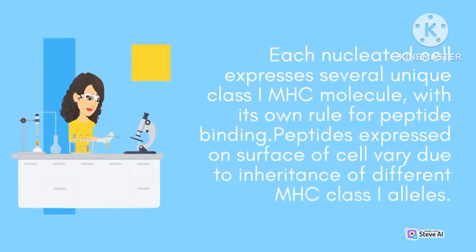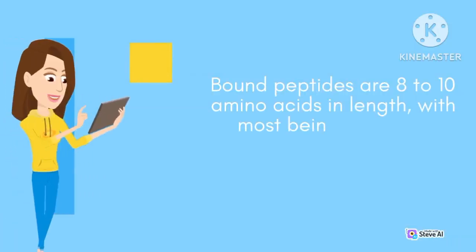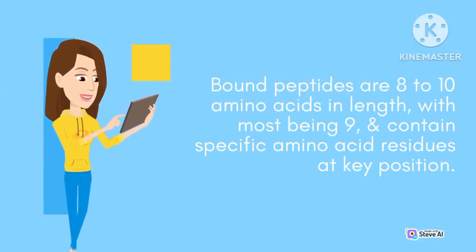Each nucleated cell expresses several unique class I MHC molecules, each with its own rule for peptide binding. Peptides expressed on surface of cell vary due to inheritance of different MHC class I alleles. Bound peptides are 8 to 10 amino acids in length, with most being 9, and contain specific amino acid residues at key positions.